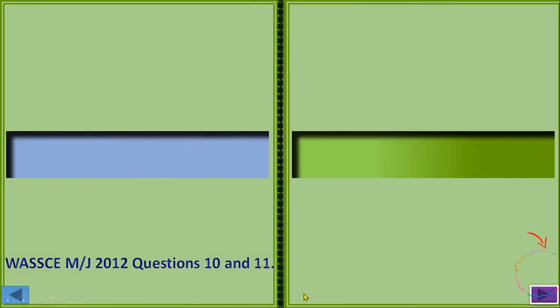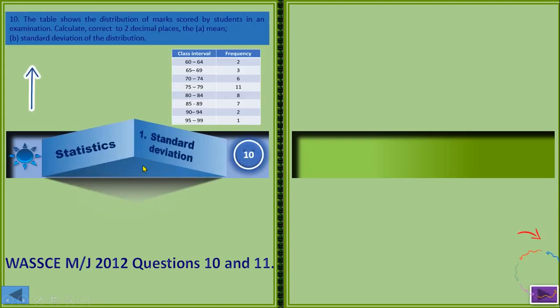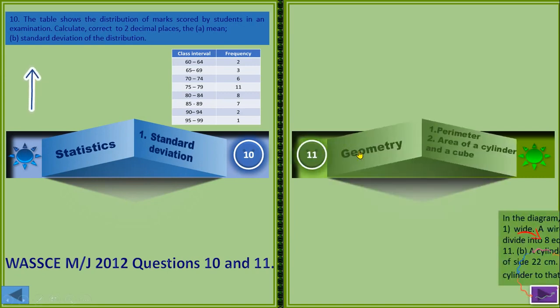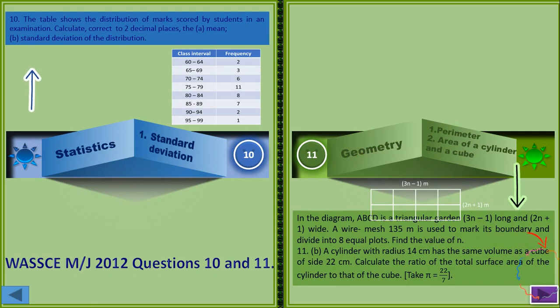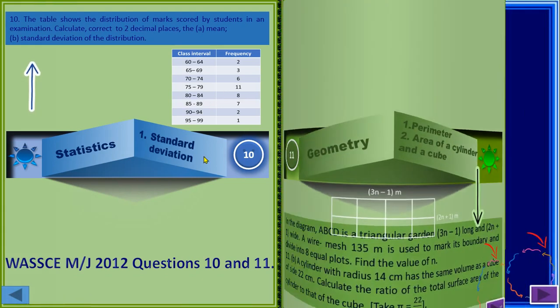In this presentation, we are looking at WASSCE May/June 2012, question 10 and 11. Question number 10 is on statistics, standard deviation. Question number 11 is on geometry, perimeter, area of a cylinder, and area of a cube. Let's go to question number 10.